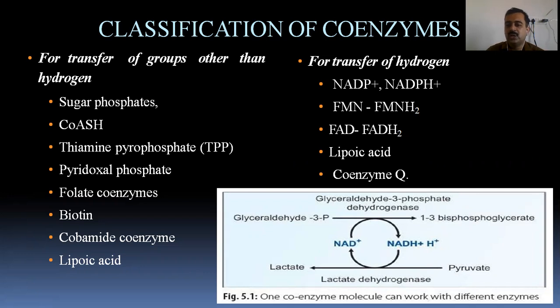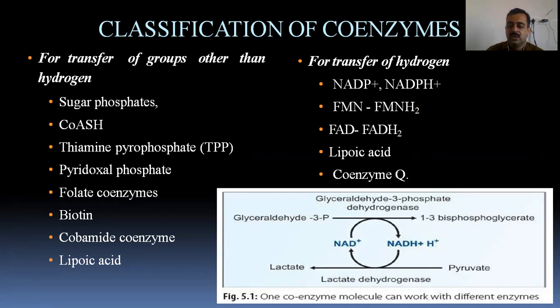For transfer of hydrogen, the hydrogen can be transferred from NAD+ or NADH, NADP+ or NADPH, FMN, FMNH2, FAD, FADH2, lipoic acid, and coenzyme Q. So these are the group transfer reactions that take place. Basically, the hydrogen part of that particular compound gets transferred.